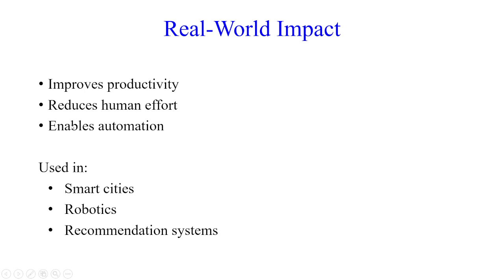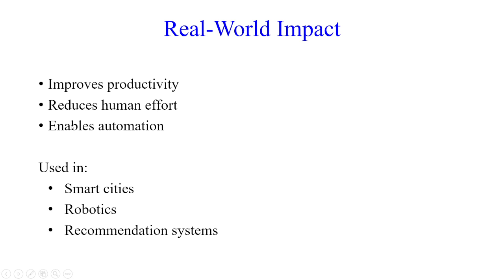Like, how does it improve productivity? AI systems work 24 by 7, reducing human effort. Repetitive tasks are handled by AI so that humans can be more creative and do a lot of strategic calculations. It also enables automation. Entire workflows can be automated, from customer service to chatbots to quality control in manufacturing.